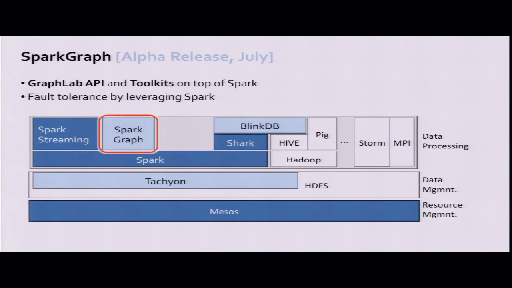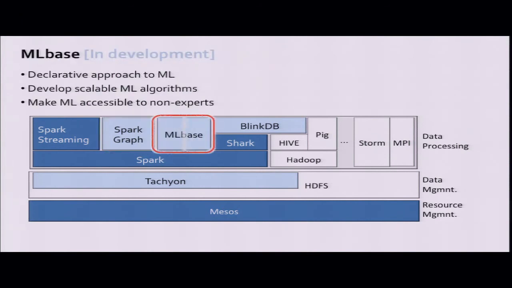So finally, two other components I'm going to present briefly. Spark Graph. This is a component which implements graph computations on top of Spark and provides the GraphLab API. GraphLab is a popular graph computation engine which was developed at Carnegie Mellon. And we also have a machine learning component, MLbase. The goal here is to make machine learning accessible to non-experts and make it easier for experts to add new algorithms.